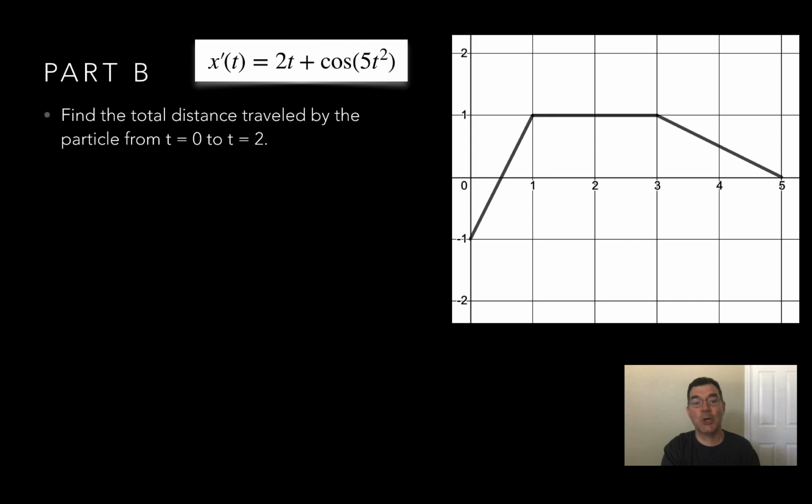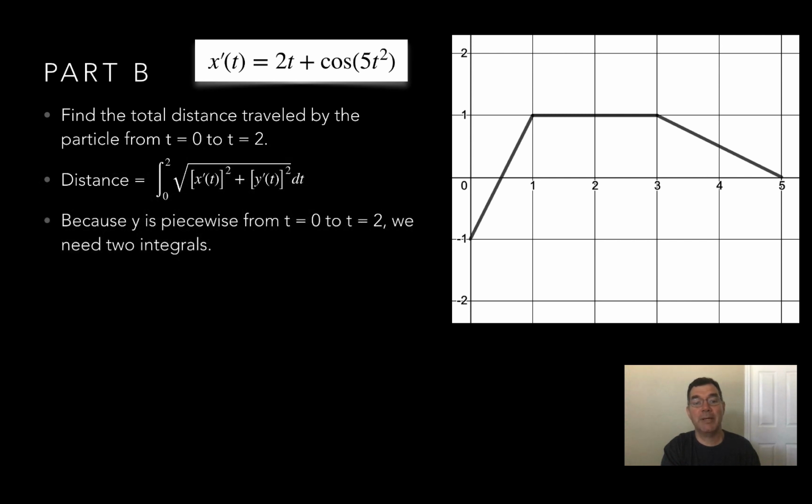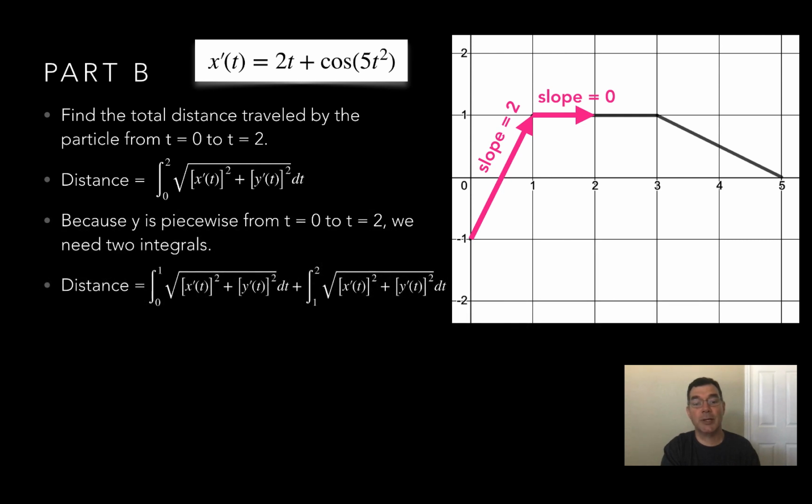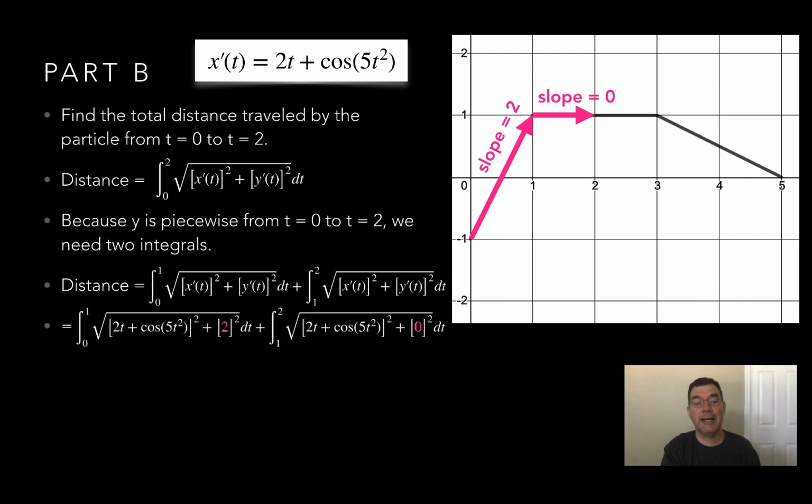All right, now I need to find the total distance traveled by the particle from t equals 0 to t equals 2. So there's my distance formula right there. But because y is piecewise from t equals 0 to t equals 2, I need two integrals. The first one from 0 to 1 and the second one from 1 to 2, because the slope is different for each of those pieces. The first integral goes from 0 to 1 and the second one goes from 1 to 2. I'm just going to plug in my derivative for x prime of t, and I'm going to plug in the two values from the graph into y prime of t.